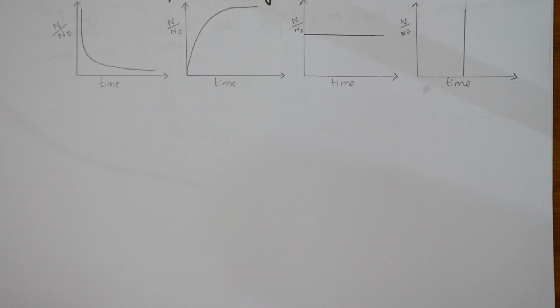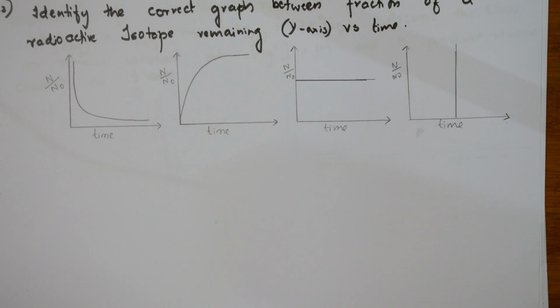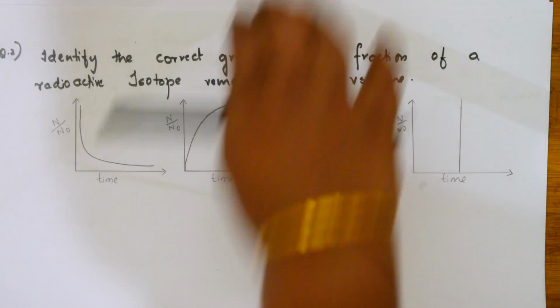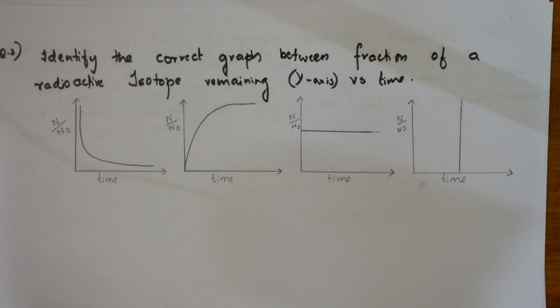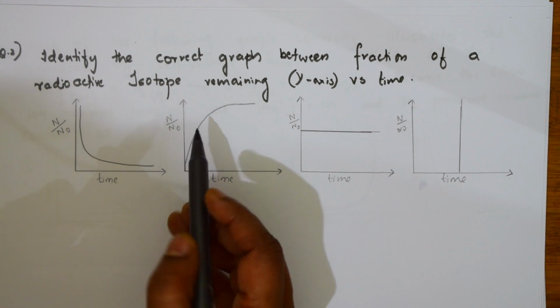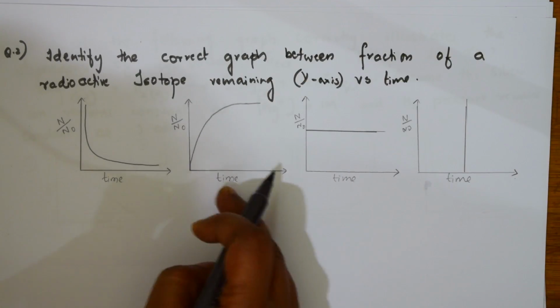Next, they've given me: identify the correct graph between the fraction of radioactive isotope remaining, that is the y-axis, versus time. Let us read this question again. I need to find the correct graph between the fraction of radioactive isotope, N by N naught, which is taken on the y-axis, versus time. So everywhere time is given.